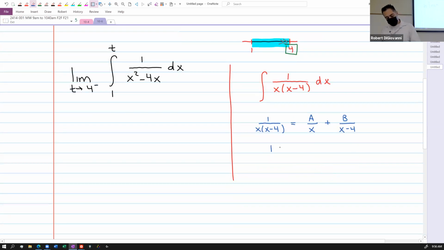So I'm going to move quickly here because time is an issue. Clearing fractions, and I'm going to do the short method. I'm going to plug in something for x to get a, and then plug in something for x again to get b. So what if I let x be 0? If I let x be 0 here, what would happen? You get 1 equals negative 4a. So a would be negative 1/4.